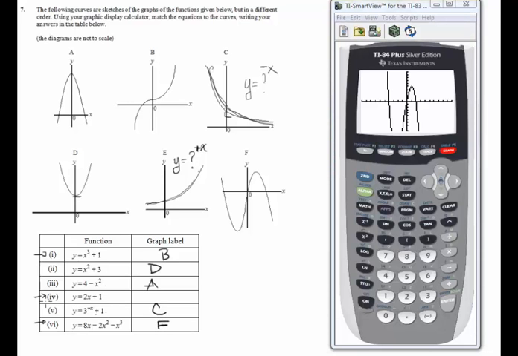So what happened to number 4? I do not see a straight line. Slope of 2 going through 1. What that meant is this was a typo. This should have been 2 to the x plus 1. And that matches letter E.